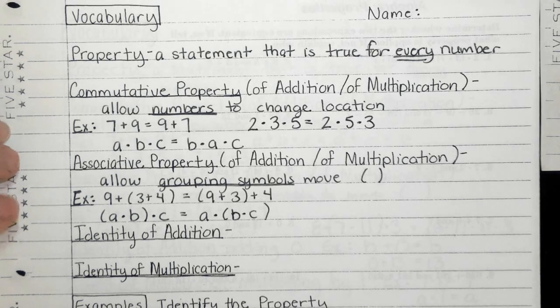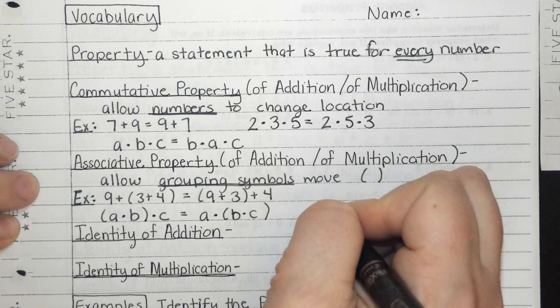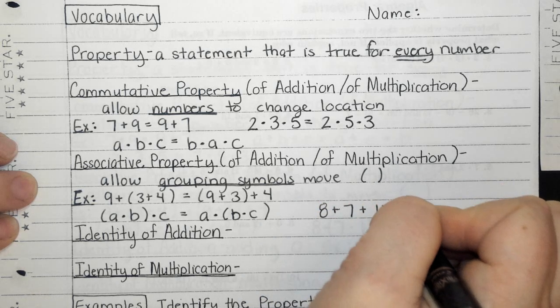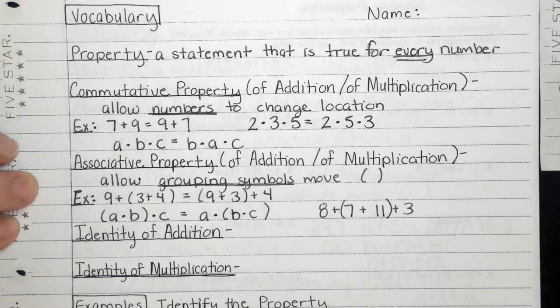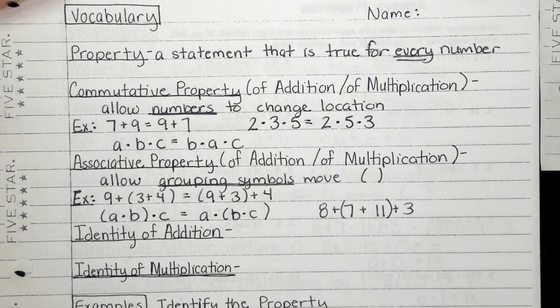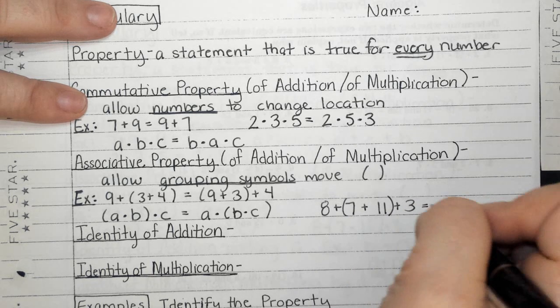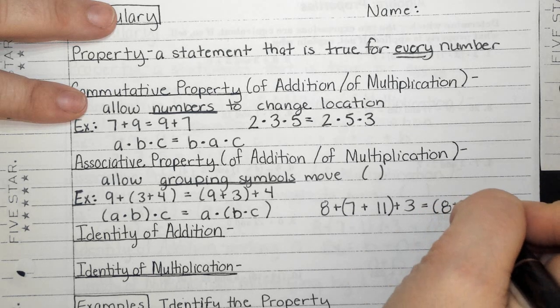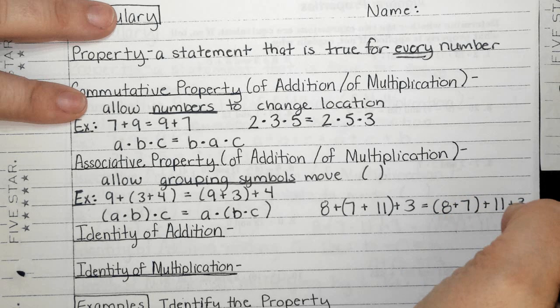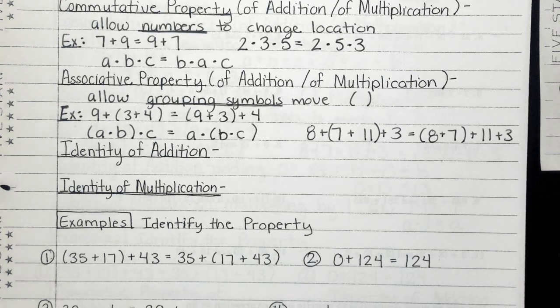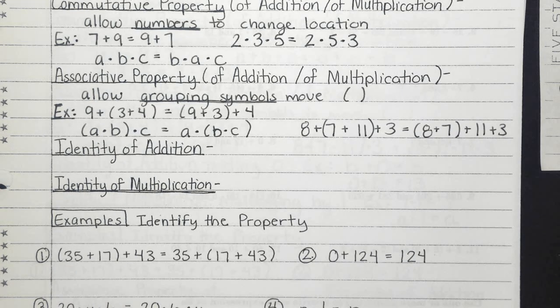Someone asked the other class, and I thought this was a really good question: what if there are 4 numbers involved? So I think we did 8 plus 7 plus 11 plus 3. If 7 and 11 are together, my next problem could make 8 and 7 together. Did any of my numbers move? No, my parentheses just moved, up or down. Okay. Questions about the associative? Associative is those parentheses moving.